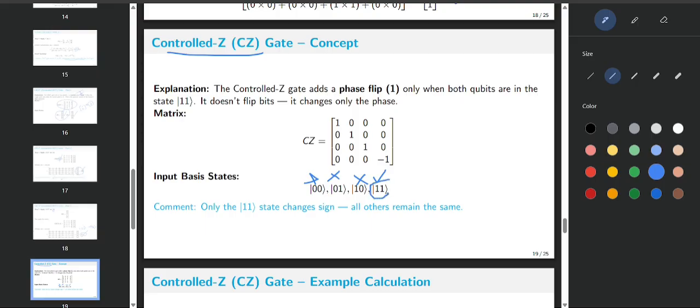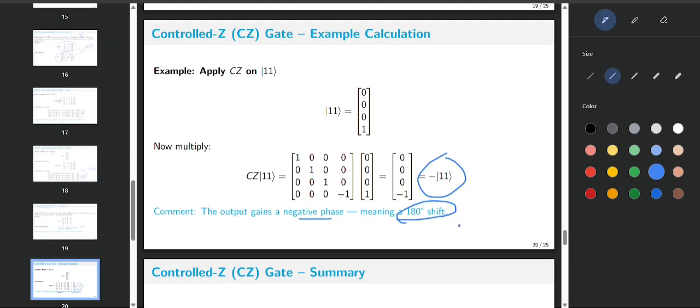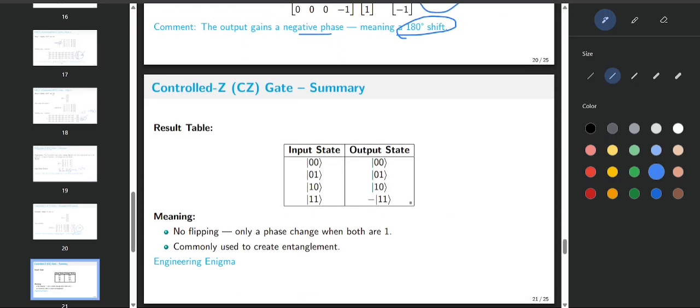But in this particular scenario, what does the control Z gate do? If the 2 qubits are 1 1, then if you apply the control Z gate you will end up getting minus ket 1 1. So that is the meaning of control Z. I have given the calculation here. So the output gains a negative phase, meaning a 180 degree shift. This you need to write in your exam, it gives a boost to your answers.